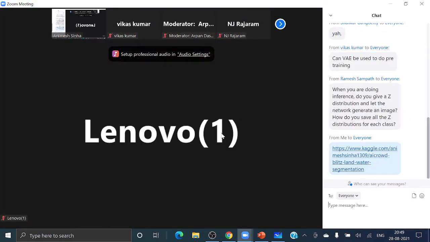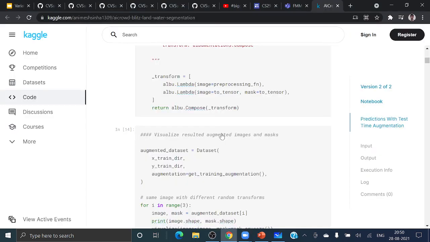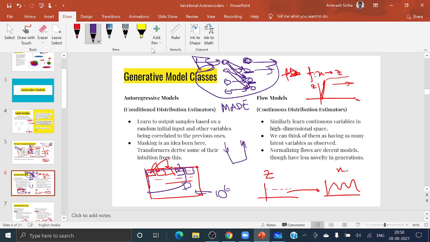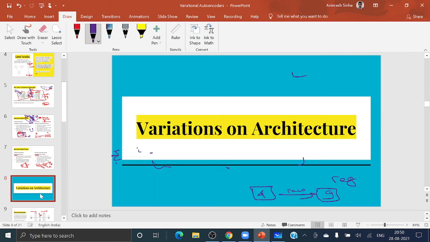What are you doing at inference? Do you give a z distribution and let it generate an image? How do you save z distributions for each class? Why would I save it for each class? My entire z is from a single Gaussian, irrespective of what class it belongs to. I don't actually know what classes are because I do not have tag data.